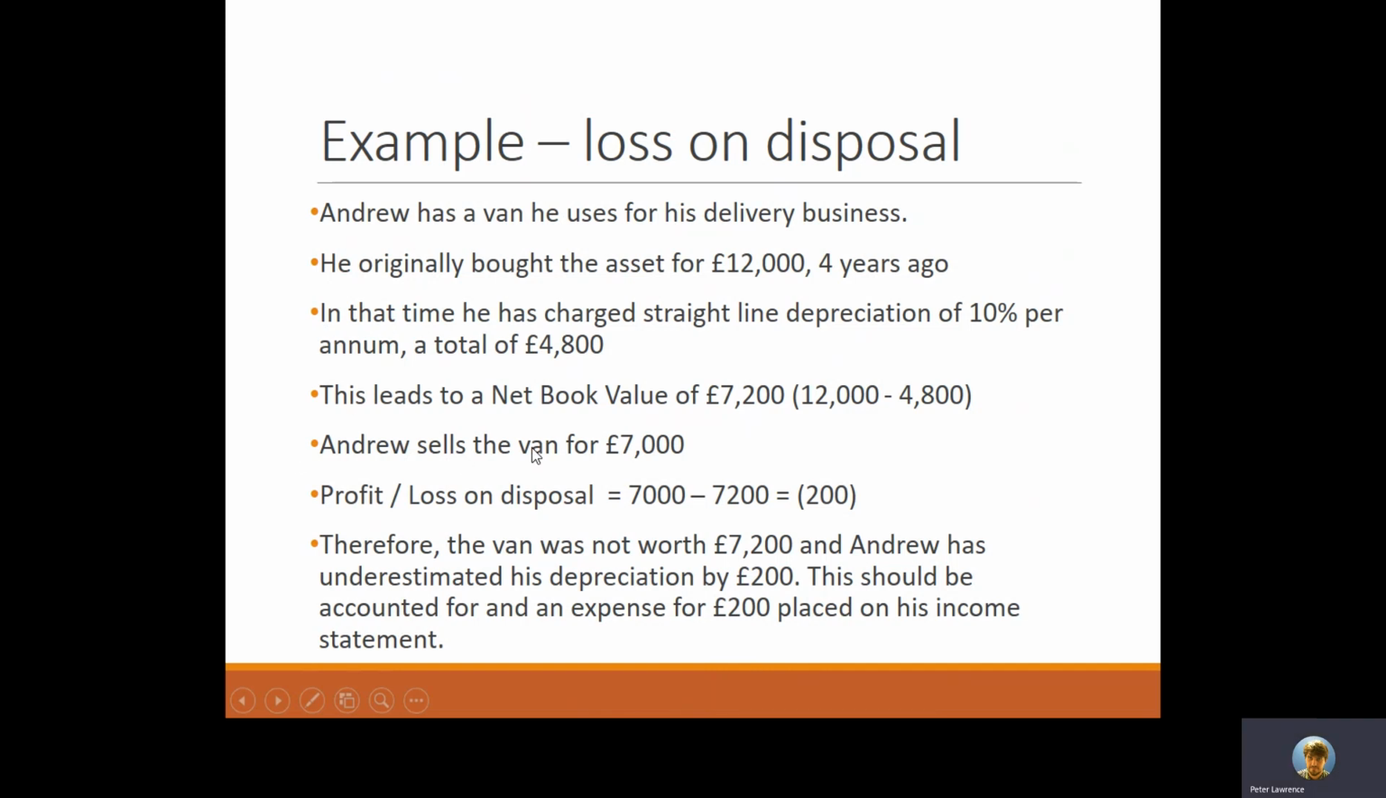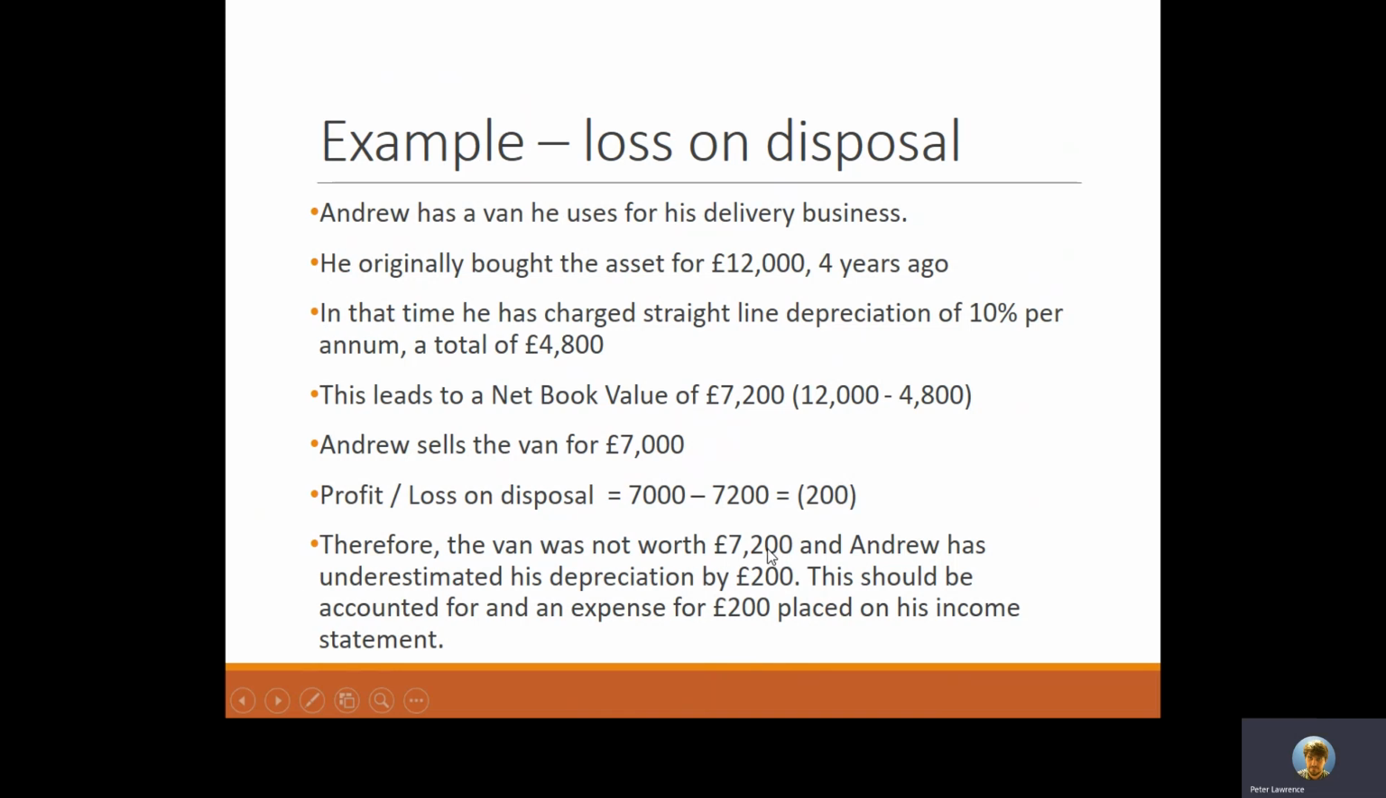Andrew then sells the van for £7,000. Now that is an objective figure. There's no hiding from it. That's what the van's worth, because that's what we received for it. We thought the van was worth £7,200, so we've got a loss on disposal of £200.